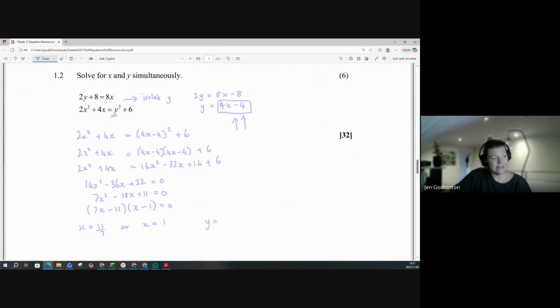So y is equal to 4 times 11 over 7 minus 4, which gives us 16 over 7, or y is equal to 4 times 1 minus 4, which is equal to 0. So there are our 4 answers.